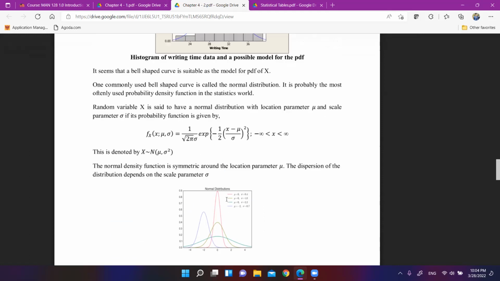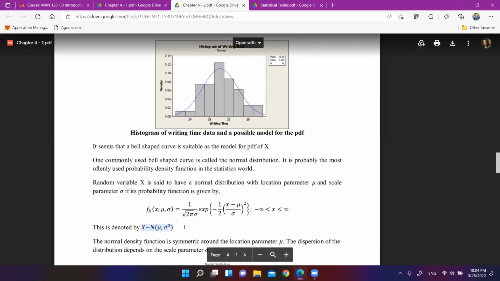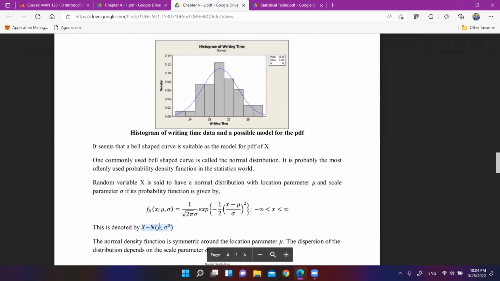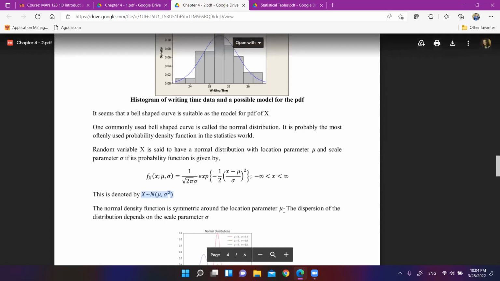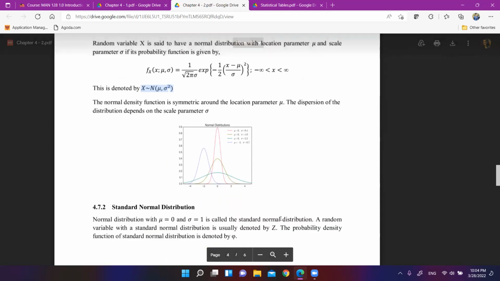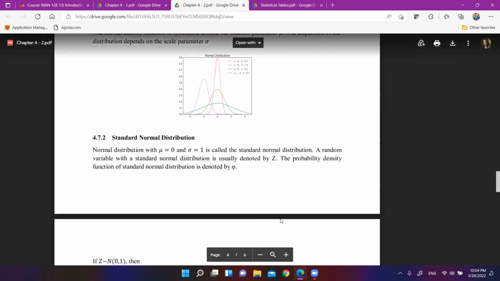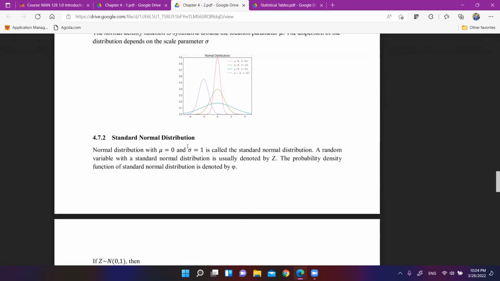When you are given a normal distribution with mean mu equals 0 and variance equal to 1, you give that a special name, called the standard normal distribution. It is also a normal distribution, just with these specific values for the parameters. A random variable with a standard normal distribution is usually denoted by z. You can use any letter, but usually we use z.